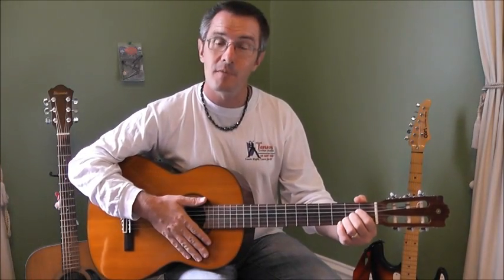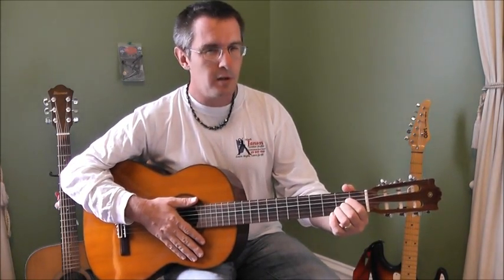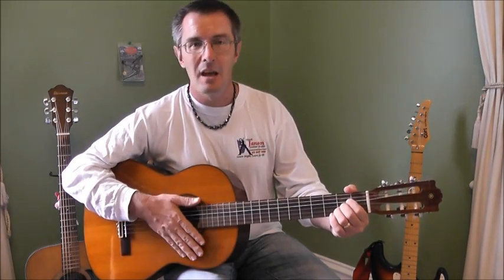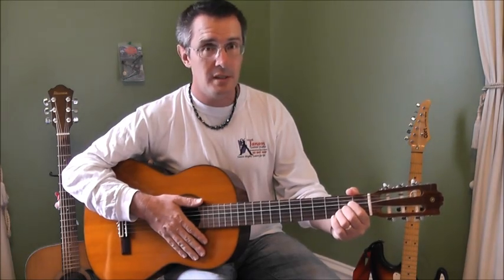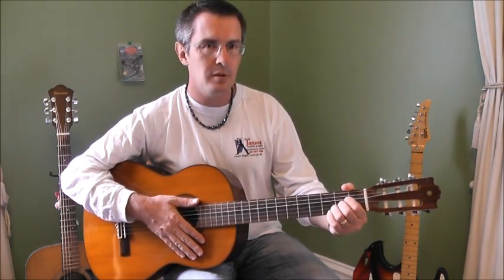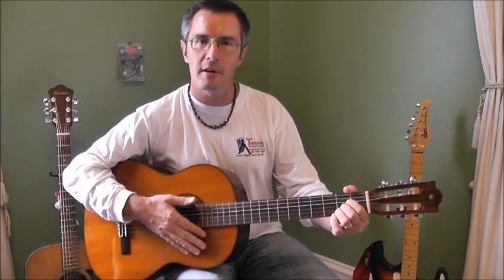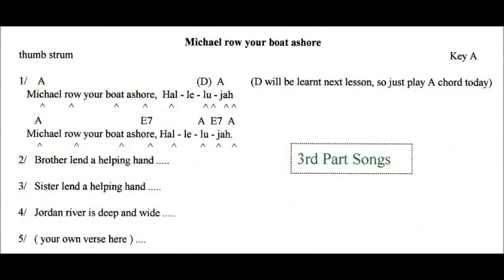Okay, let's try the song on the bottom now. You'll notice that there's a D in the brackets. We're going to learn the D next time, and then we'll learn to play the song with the D. But just for now, we're going to play it with the 2 chords. So we're going to hold our A right through the whole top of that first line.